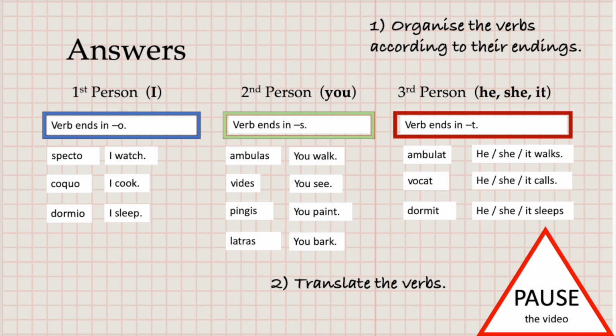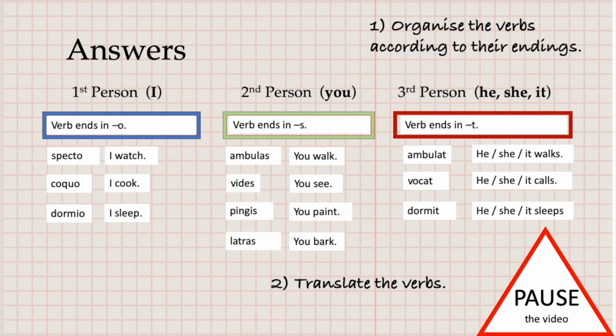Okay then, here are your answers. So, we organised all the verbs ending in O into the first category. So specto, coquo, and dormio, meaning I watch, I cook, and I sleep. Then the ones ending in S, so ambulas, you walk, vides, you see, pingis, you paint, latras, you bark.